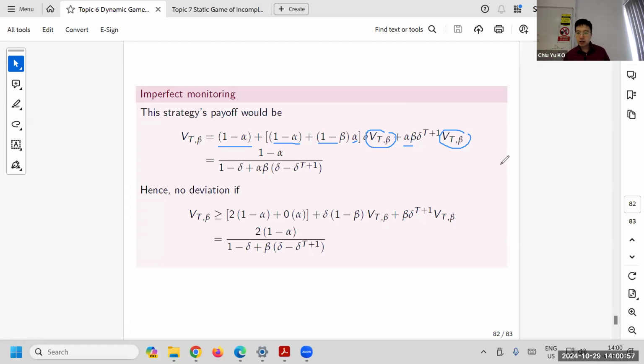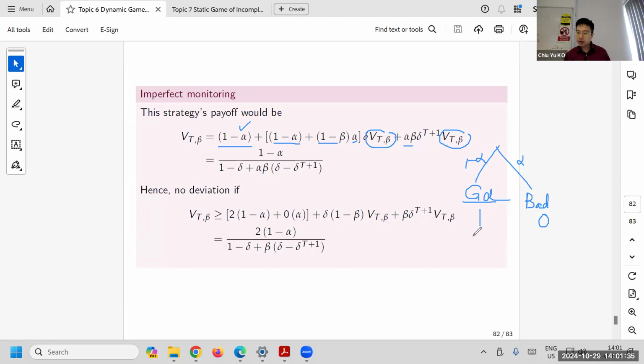Like this, right? So nature decides whether it's good or bad. This is good, this is bad. And if it's a good time, then you get this payoff. Then next period, what happens? You do this again. Here it is 0, because in the bad time you always get 0. So you get 1. So the payoff in this period is like this.